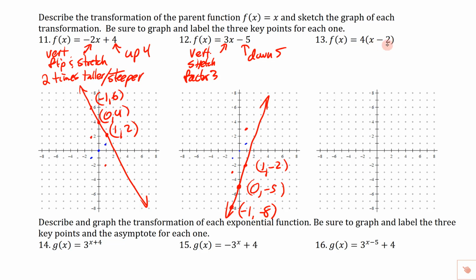This one has a set of parentheses in it, so that means the x was changed before it made this shape. So subtracting 2, again, you'd think that would move it to the left. It's not going to move it to the left. It's actually going to move it to the right 2 units. And this is going to be a vertical stretch. So I'm just going to write v stretch by factor 4. 4 times as tall as it used to be.